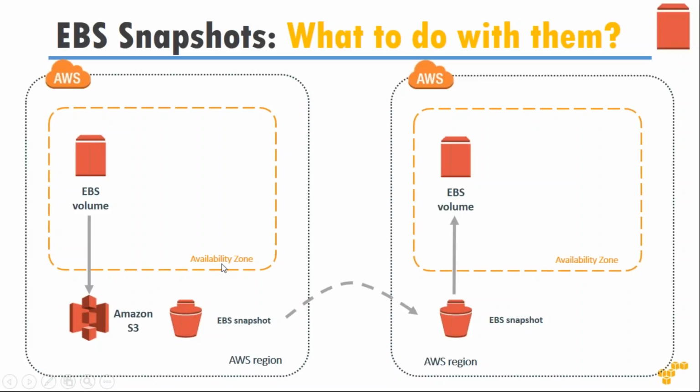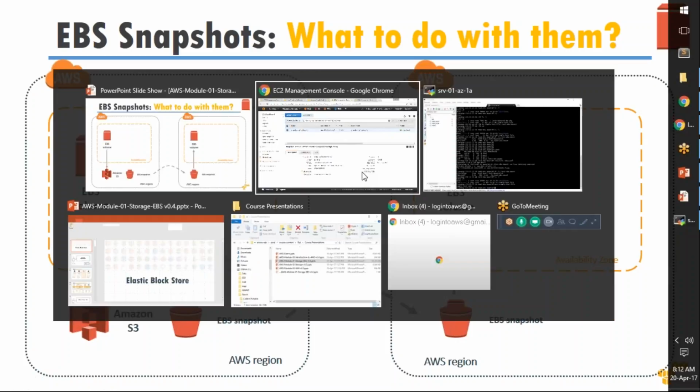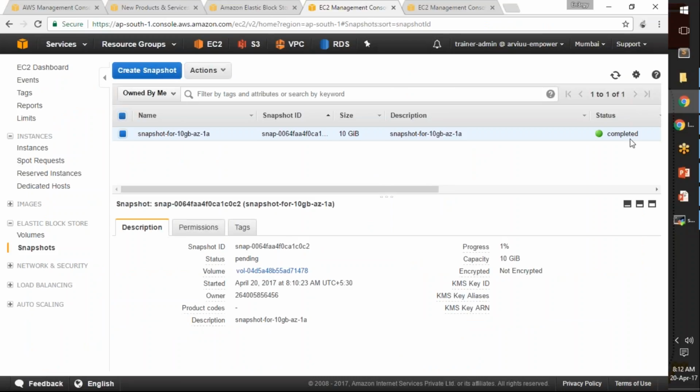Remember, I created two servers. On 1A, we were doing everything. We have created a snapshot. We will go ahead and attach it to our 1B server now. So I'm going back to the console and I see our snapshot status is completed. I'm going to create a volume from this snapshot now.